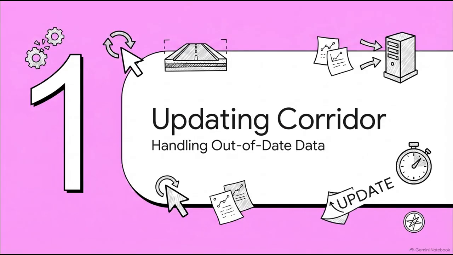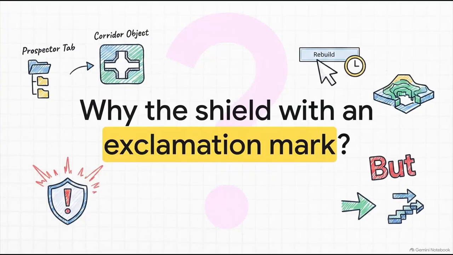All right, step 1, updating your corridor and handling out-of-date data. So before we even touch a single surface creation tool, we've got a pretty vital prerequisite to take care of. If you look over at your Prospector tab, you've probably seen this icon before, right? Well, what's really interesting is what that little icon is actually telling you. That shield with the yellow exclamation mark, it means your corridor is officially out of date. So before we can generate an accurate surface, we actually have to right-click on that corridor and rebuild it.